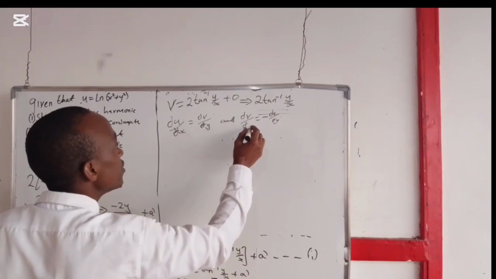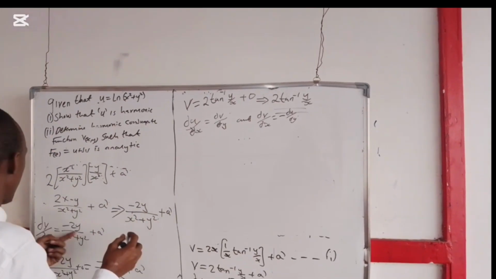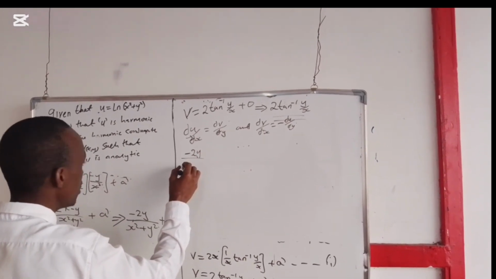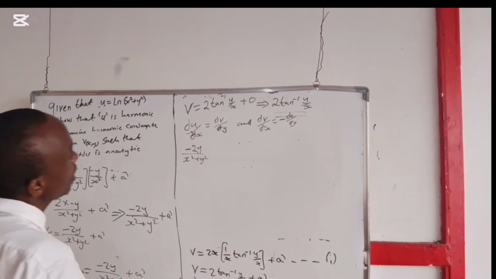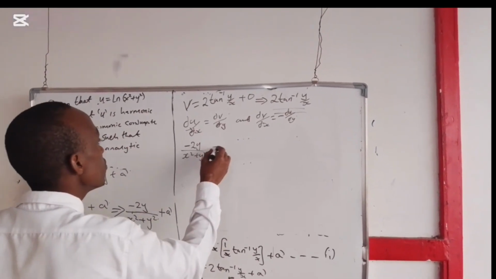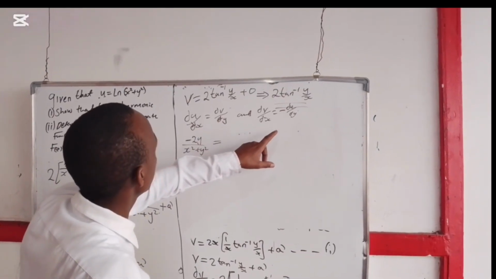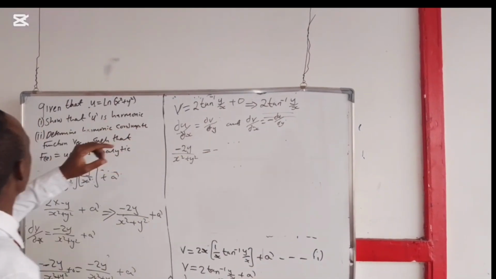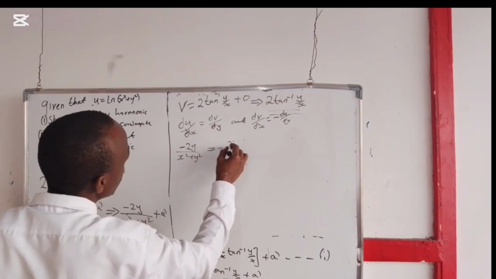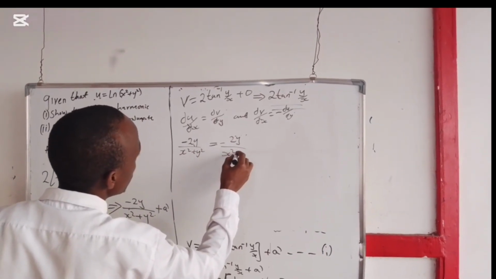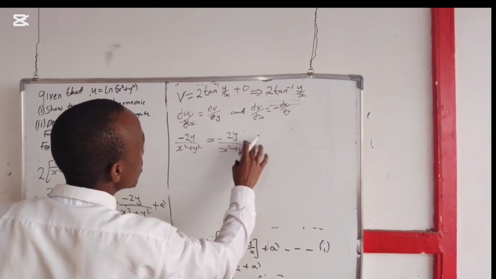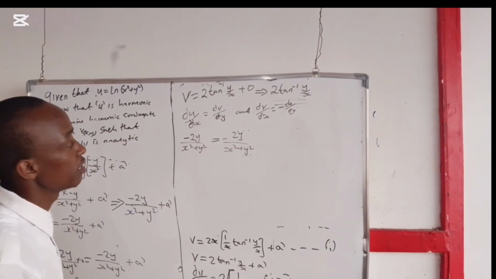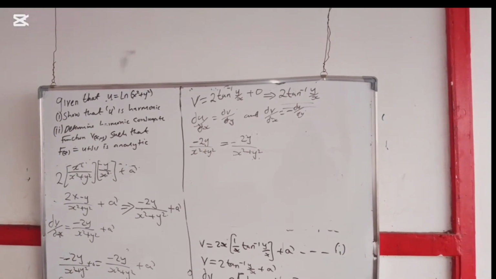So to verify, we have dv/dx, which is negative 2y divided by x squared plus y squared, equal to minus the derivative of u with respect to y, which is 2y over x squared plus y squared. So since our function satisfies the CR equations, the function f of z is equal to u plus jv is analytic.